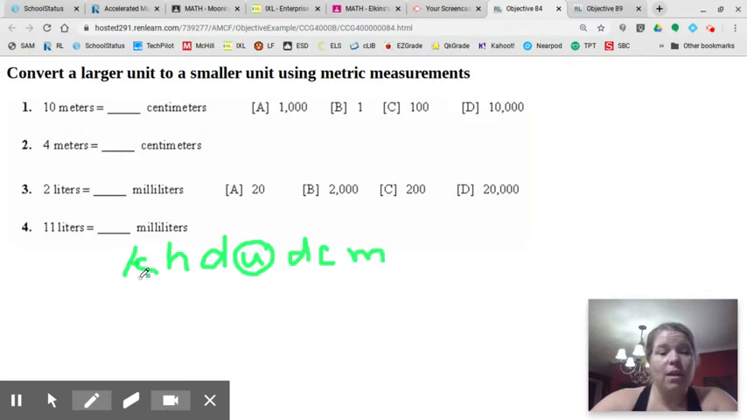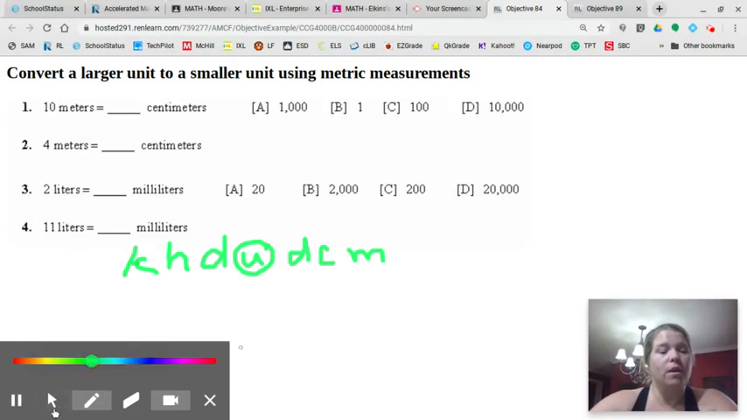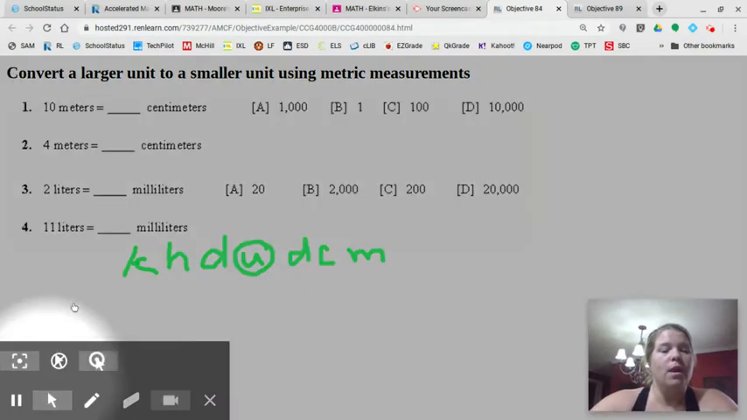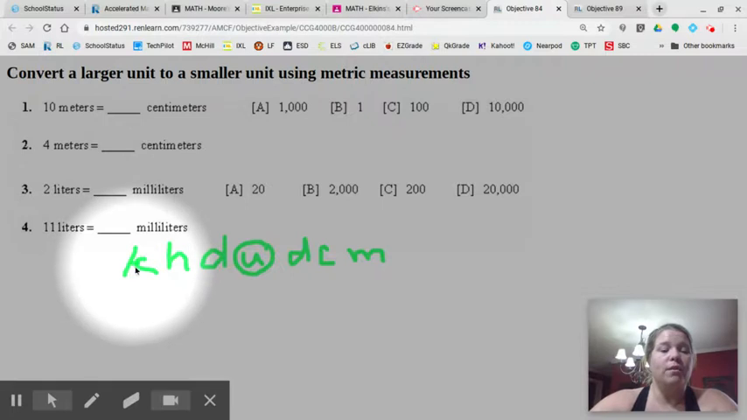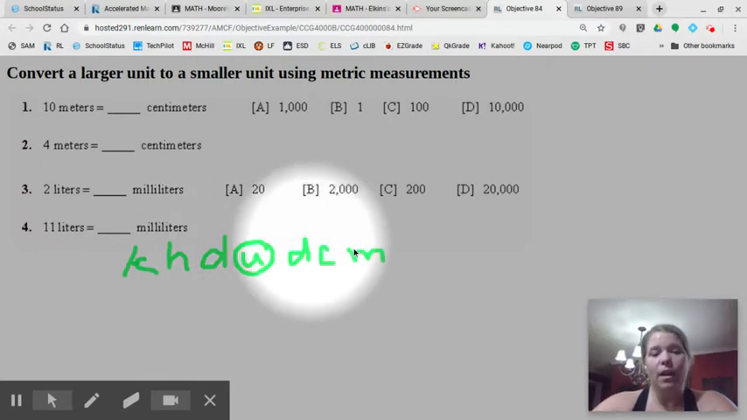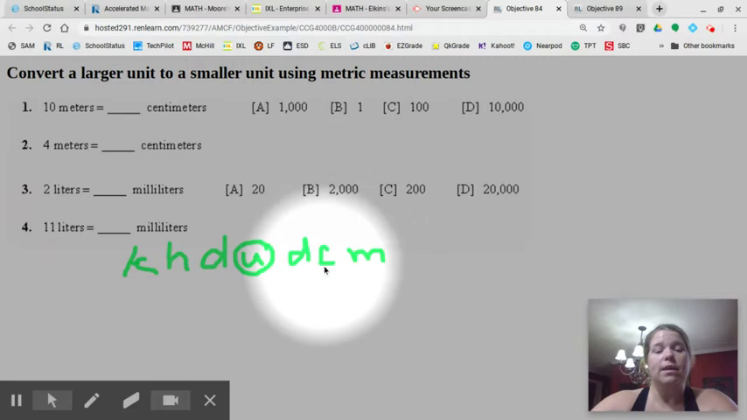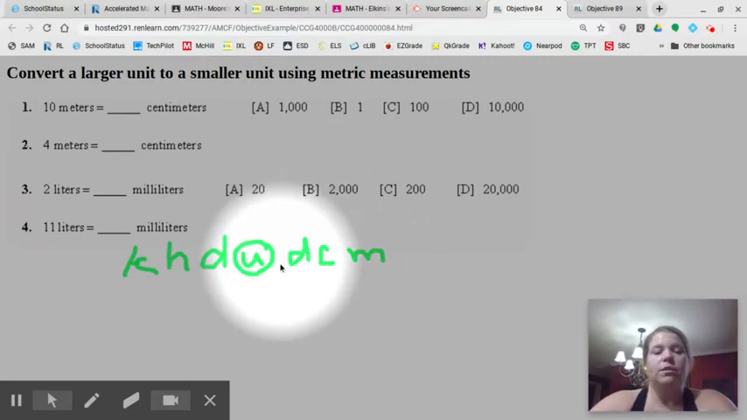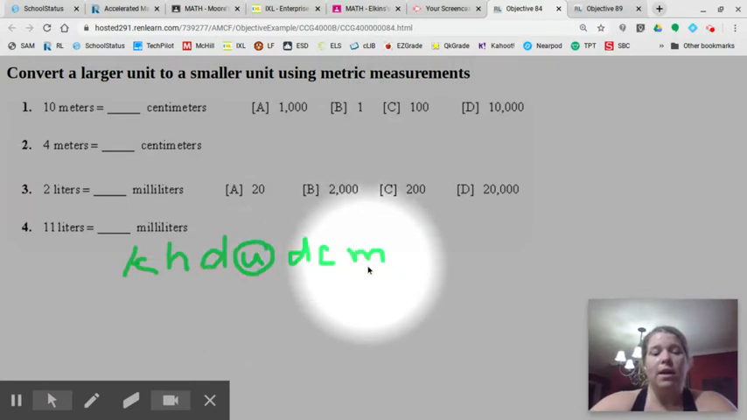Now we do need all of these prefixes with our metric conversions, but we're really only going to focus on a few of them. K, the prefix for our K, for our king, is kilo. We're going to focus on our base units right here in the middle. And C, I always forget about centimeters, or centi for centimeters, centiliters, or centigrams. And then M stands for milli.